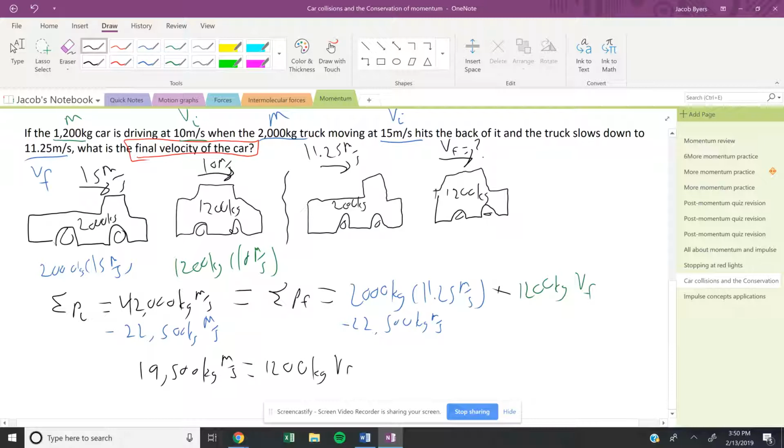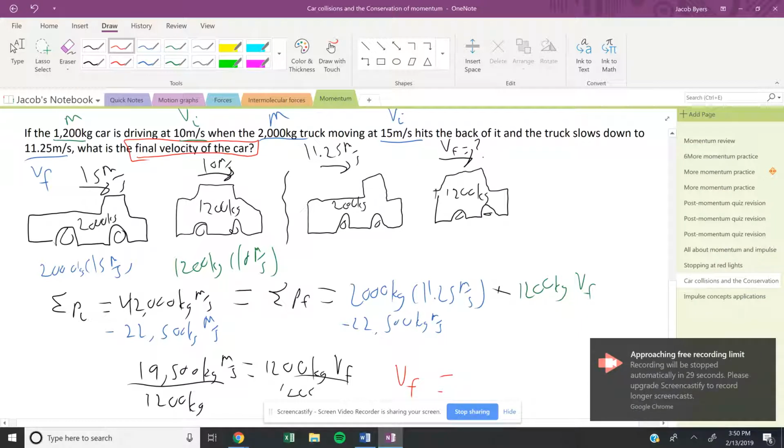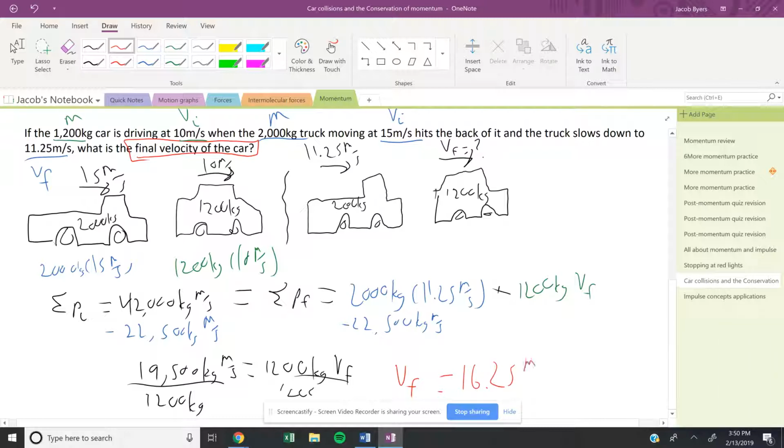1,200 kilograms times our final velocity, divide by 1,200 kilograms. And we get our final velocity equal to 16.25 meters per second. Okay, so you can see the car sped up and the truck slowed down. The change in velocity is different, but our change in momentum is the same because, of course, our momentum is conserved.